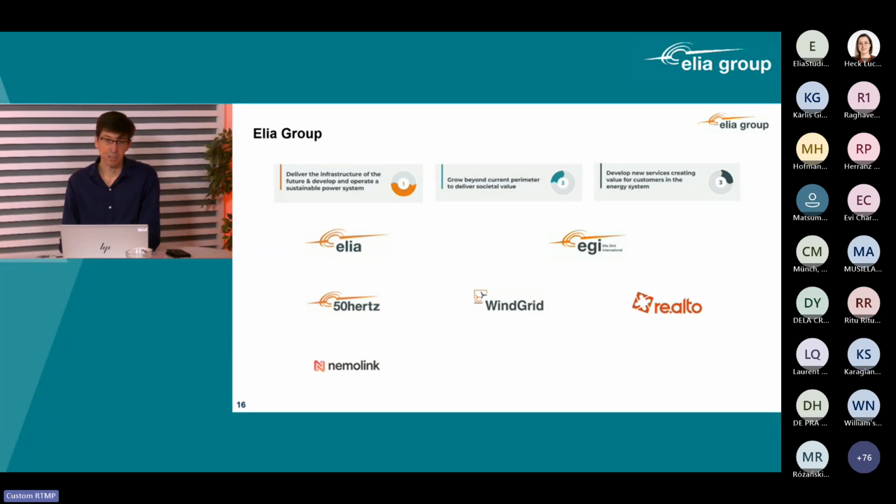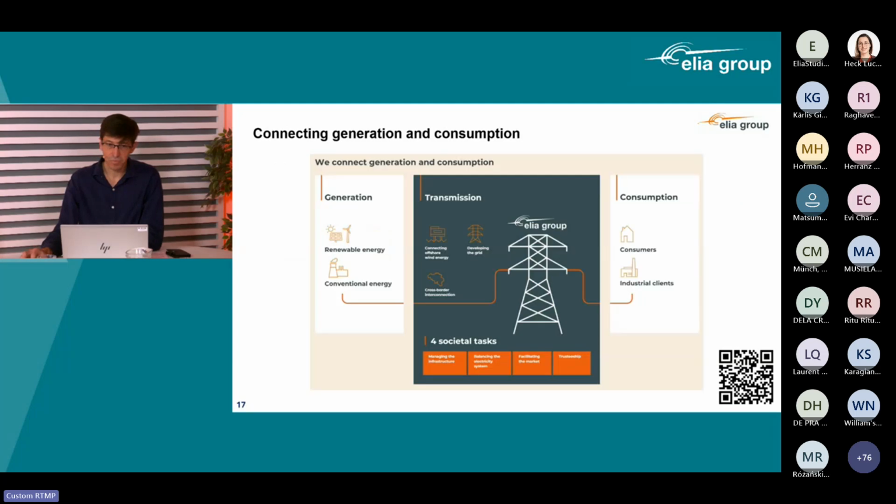And then this knowledge that we have from the regulated activities is harnessed to operate in the non-regulated subsidiaries, such as Elia Grid International, which is an engineering consultancy company. We have WindGrid, which is offering offshore solutions around the globe. And we have Rialto, which is a European marketplace for data and energy services.